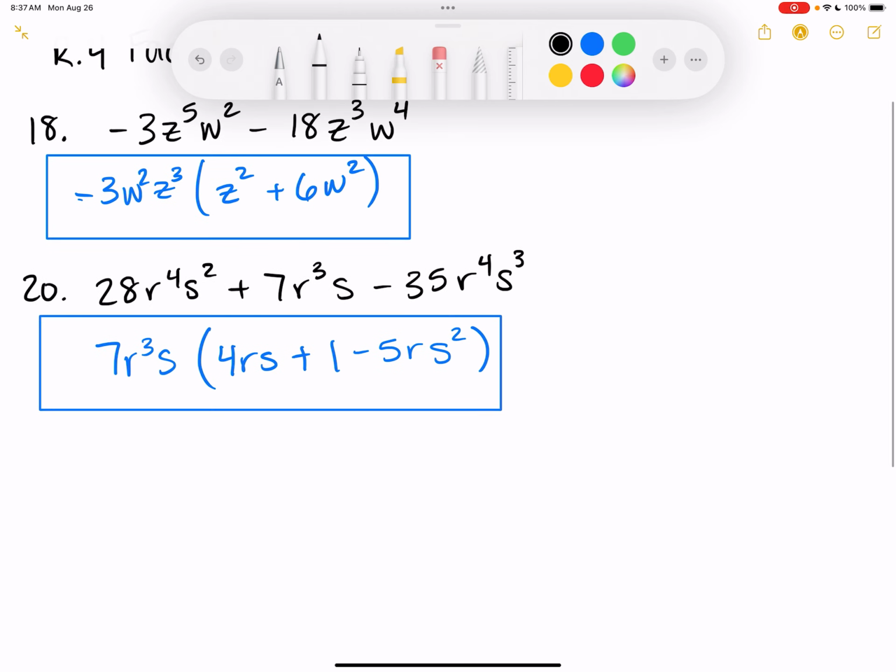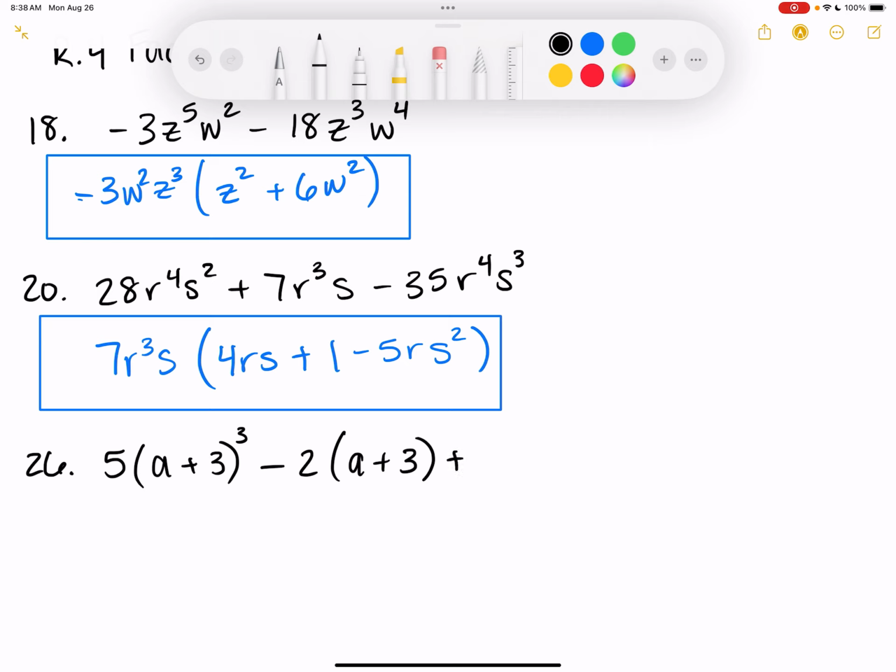All right, so this next one, mainly doing this one because I want to show you something about it. It is number 26, 5 times, in parentheses, a plus 3, and that whole thing is cubed, minus 2 times, in parentheses, a plus 3, plus, in parentheses, a plus 3, squared. So I'm doing the same thing where I'm factoring something out. What do you see in all three pieces that I could possibly take out? Yep, the a plus 3.